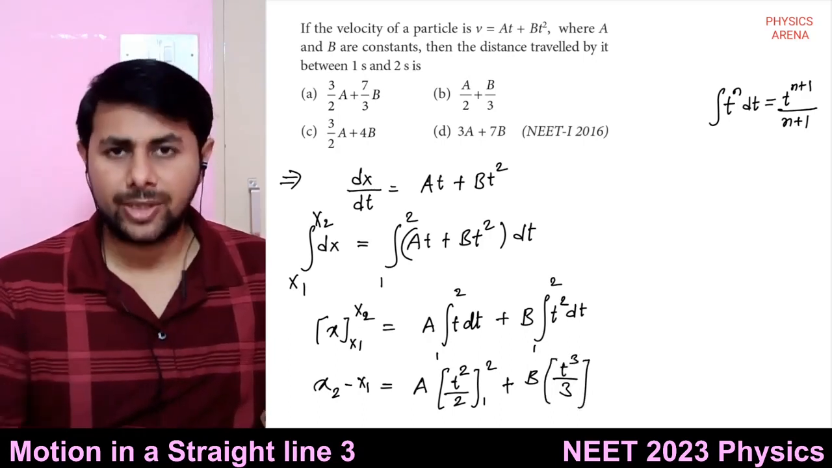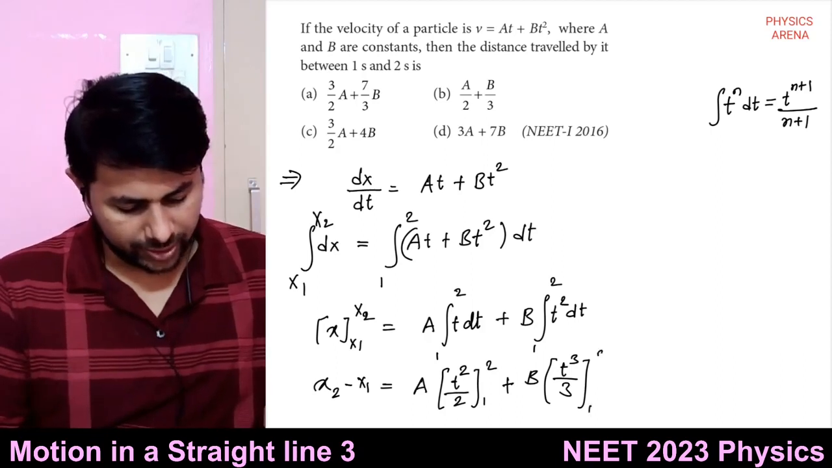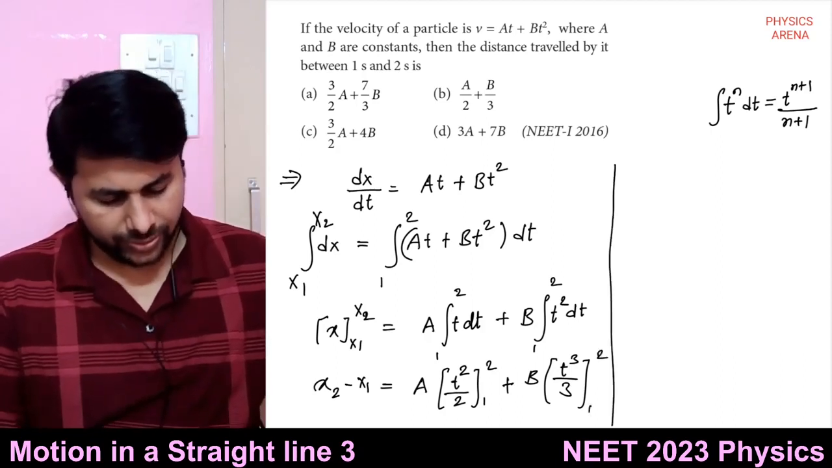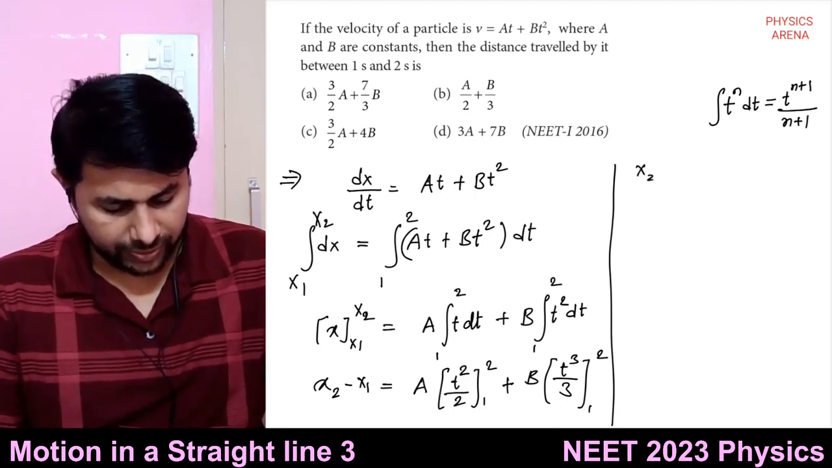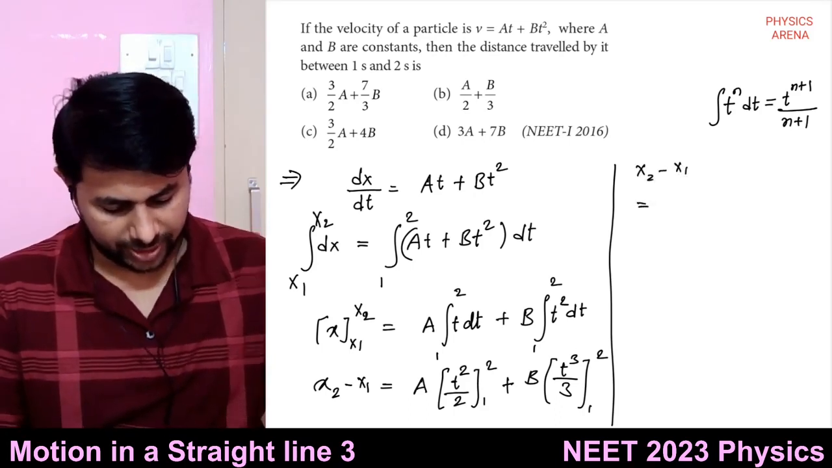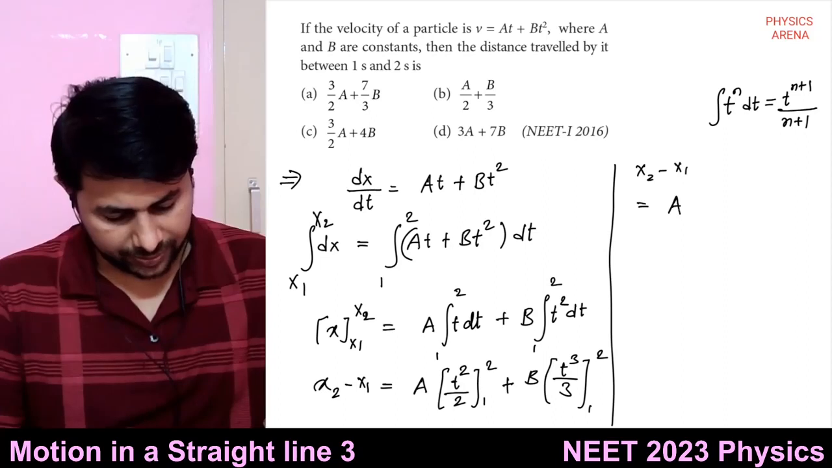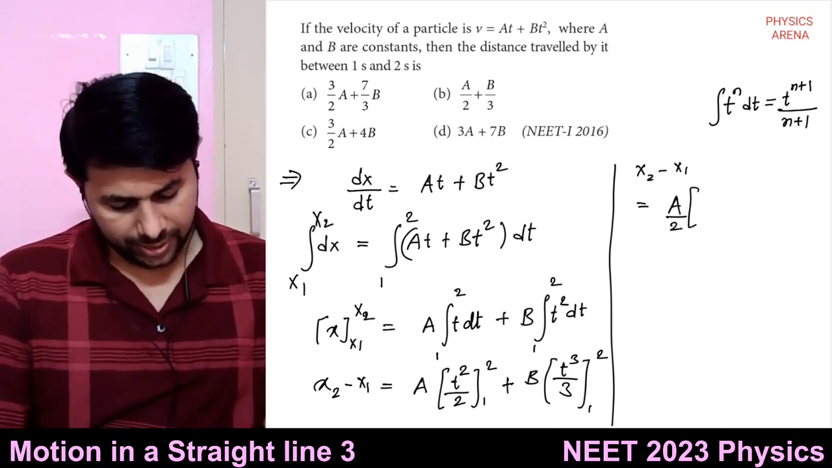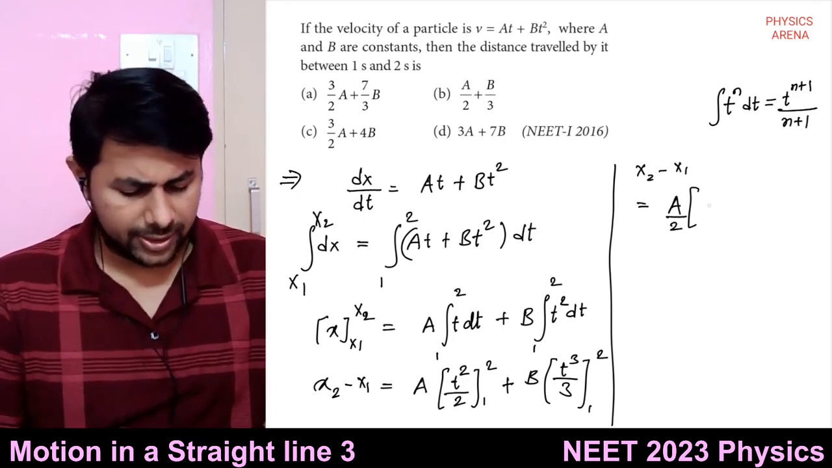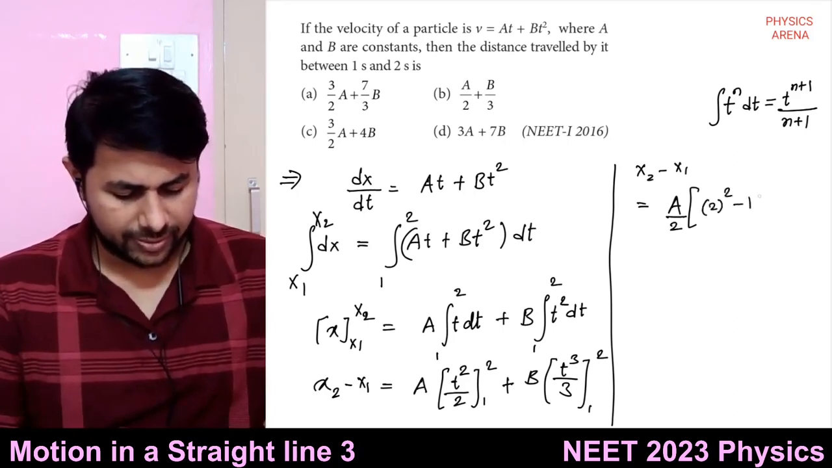T raised to 2 plus 1 upon 2 plus 1, from 1 to 2. And now you have to substitute the limits. So the displacement is equal to x2 minus x1, which is equal to a times t square upon 2. 2 you can take out, so a by 2 times 2 square minus 1 square.